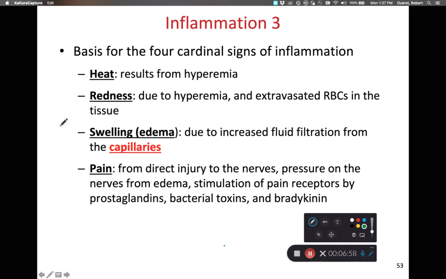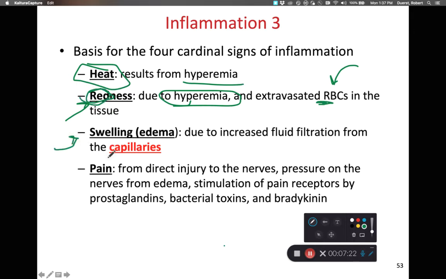So as we look at those four cardinal signs of inflammation, heat typically is from hyperemia. If we have elevated blood flow to the site that's inflamed, that's going to result in more heat from the blood being delivered there. Redness is also due to the hyperemia. As we have more blood, we have more red blood cells, and more red blood cells means more redness. We also have swelling or edema. As we have extra fluid sent to that part of our body, more fluid is filtered into the extracellular fluid, and that more fluid leaving the blood capillaries and going to the extracellular cavity is going to initiate edema or swelling. And then finally, pain.